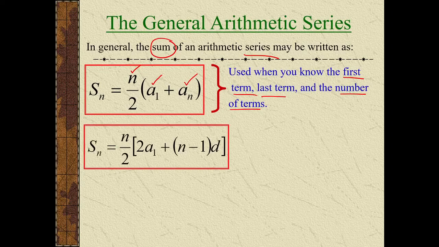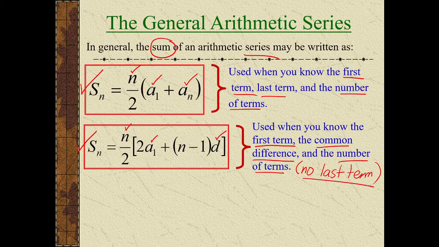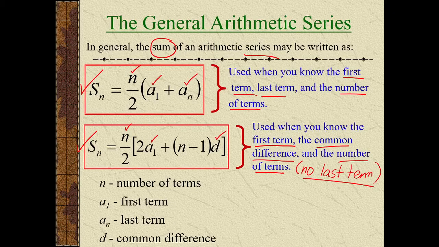The other formula is this. When do you use this? You will be using this one if you are only given the first term, the common difference, and the number of terms. You are not given the last term. The first formula is used if there is a first term and last term. The second formula is used if there is no last term given. Anyway, we will use the formulas in my example later. So take note of that. Here, n is the number of terms, a sub 1 is the first term, a sub n is the last term, d is the common difference.